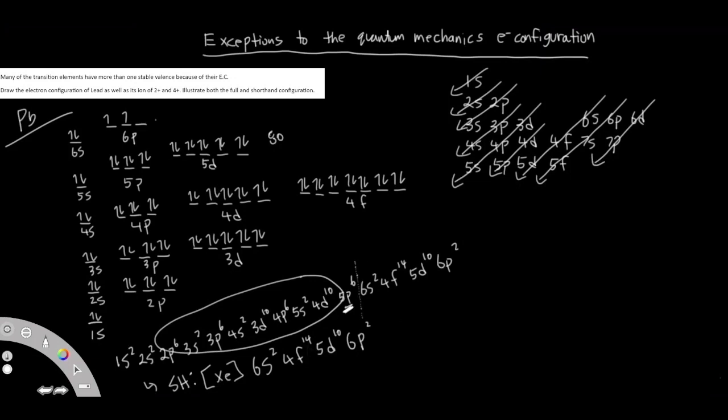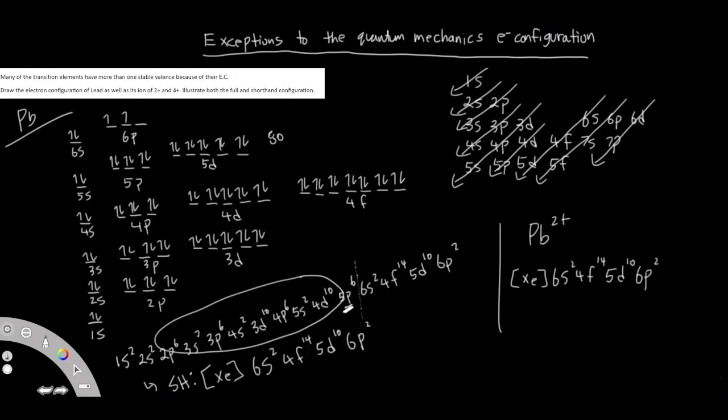But the question is also asking for its ion. So its ion here is 2 plus and 4 plus. So if I were to write it here, our Pb 2 plus, let's look at what it would look like. Let's have a look at the shorthand configuration here. So I'm going to just copy paste this here, Xe, and then we have our 6s2, our 4f14, our 5d10, and our 6p2. If it has a 2 plus charge, it means that it lost 2 electrons, so we need to get rid of them. Well, we don't need to draw this all out again. I mean, we already have it here.